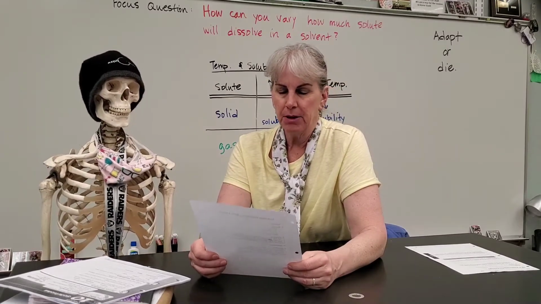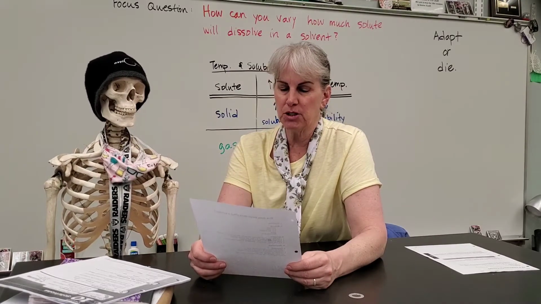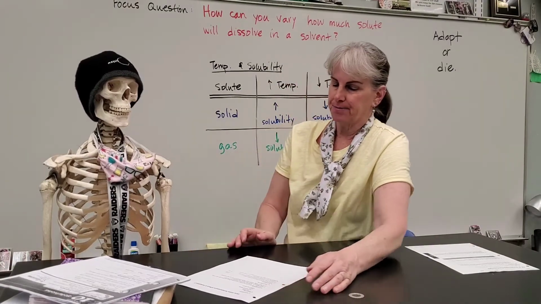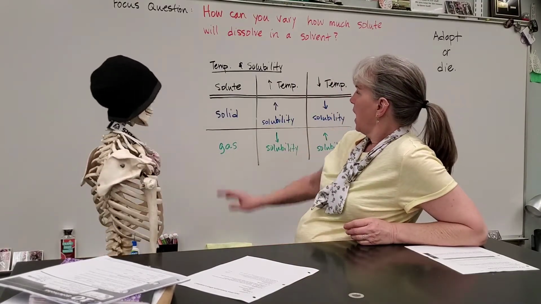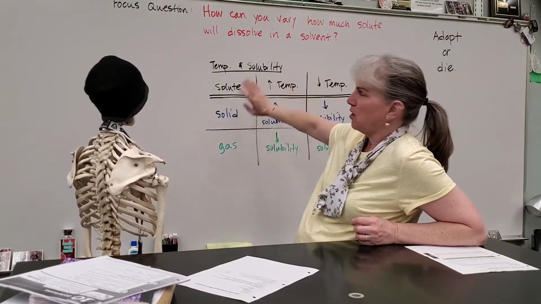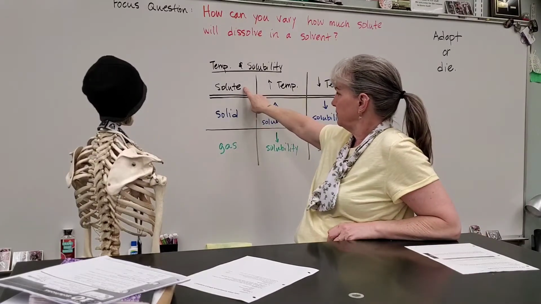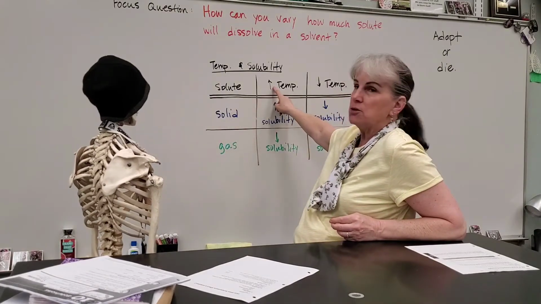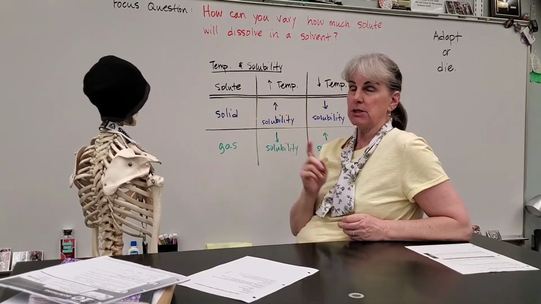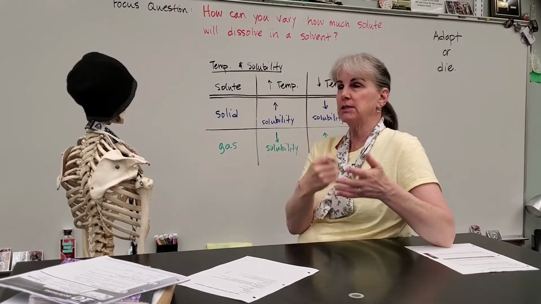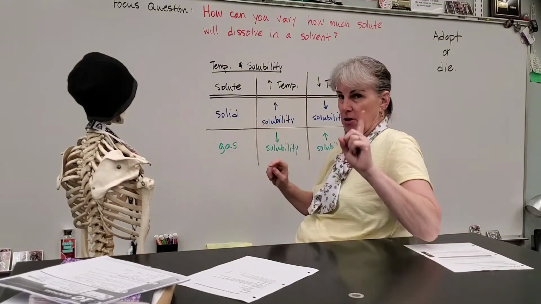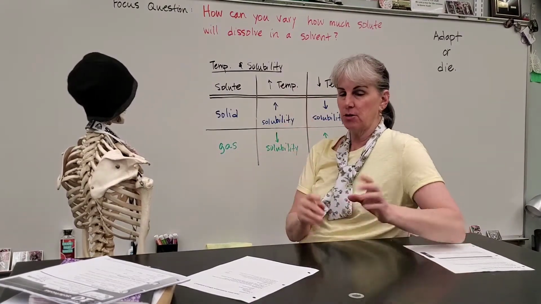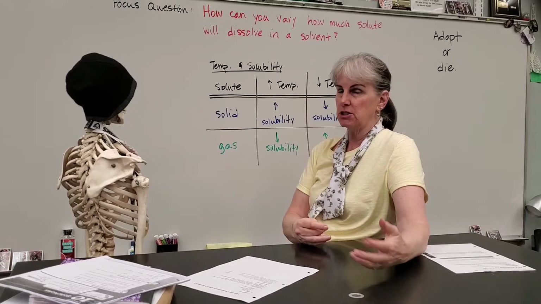Okay, number 3. Compare the solubility of solids and gases in warmer solvents. How are they different? And here we are to the chart. It doesn't matter what the solvent is. If the solute, the stuff you're adding, is a solid, when the temperature goes up, the solubility goes up, just like we did. The warmer the water was, the more it dissolved, so the solubility went up. When the temperature goes down, the solubility goes down. So the cold water couldn't hold as much, it didn't dissolve as much.